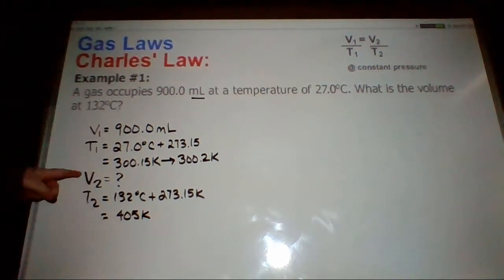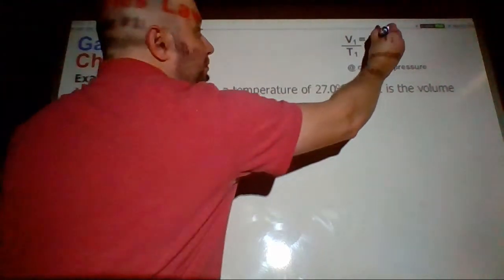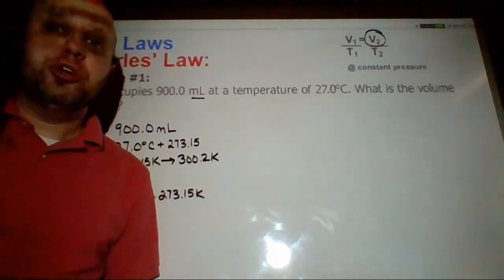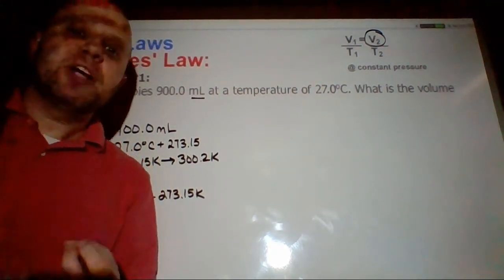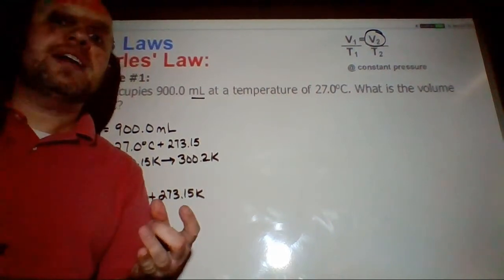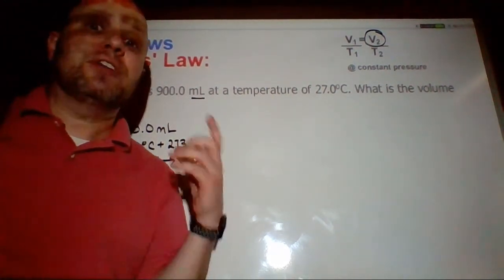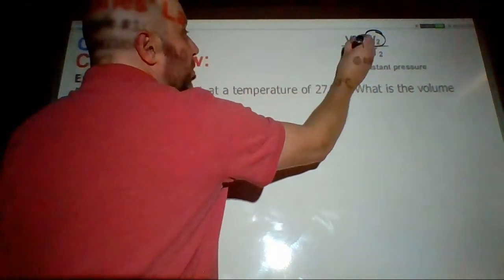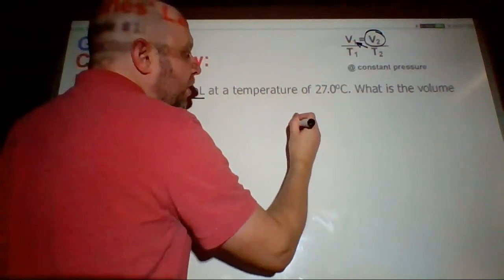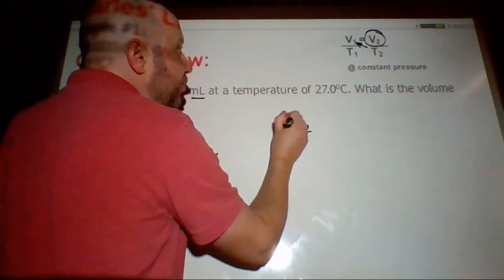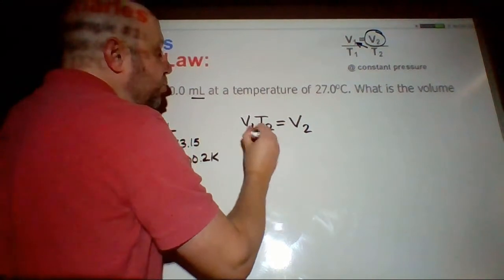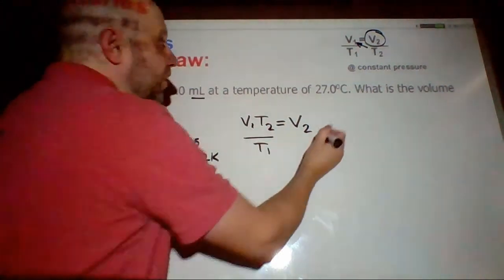So let's take a look. We're looking for volume 2. Volume 2 is way up here. Two things must be true. It must be on top and it must be by itself. It's already on top, so we don't have to do anything for that. So now the only thing we have to do is isolate it to get it by itself. So we're going to move the T2 across. So our formula is going to be V2 is equal to V1 T2 over T1.